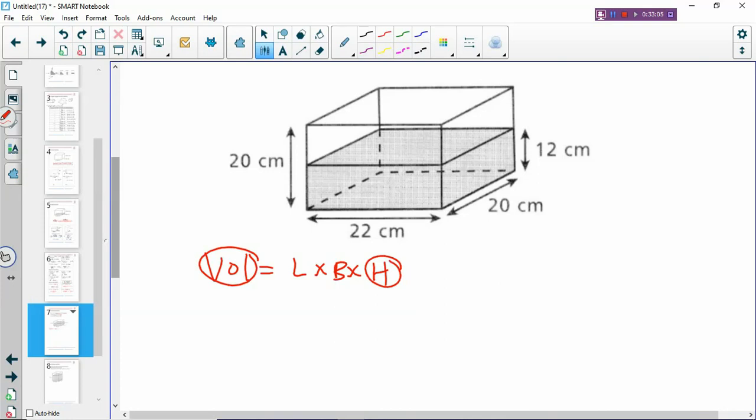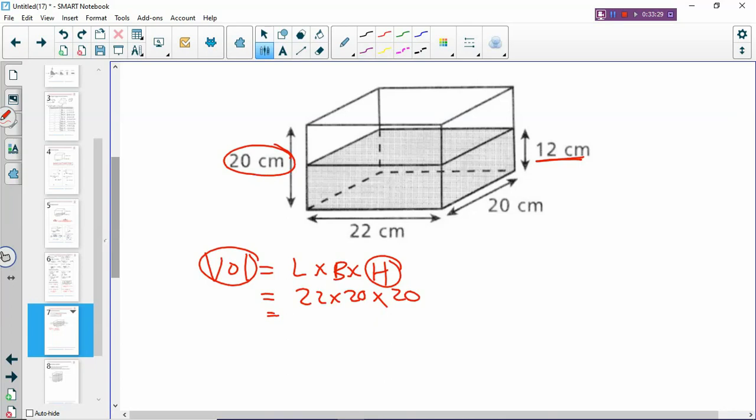Because if you're not careful, you may put down the height of the water, which is wrong already. You want to find the volume of the container, then you must look at the correct height, which is the height of the container, right? You have to look at the height of the container. So what is the length? The length is the longer side, the breadth is the shorter side, and you times the height of the container. So you can use your calculator, alright?